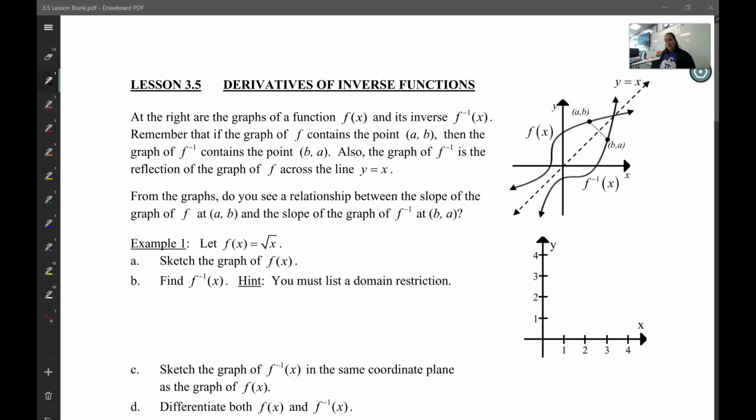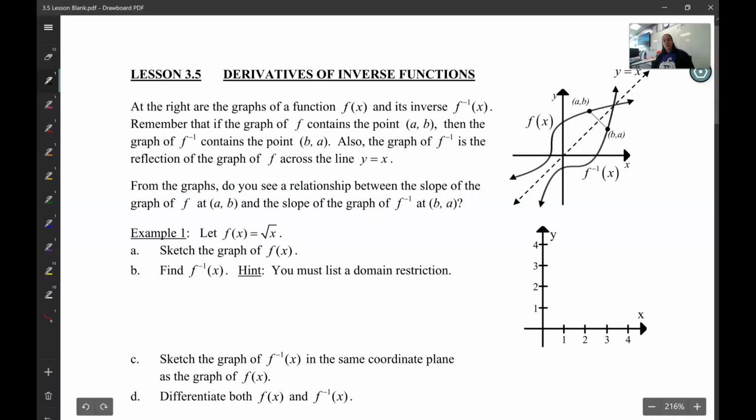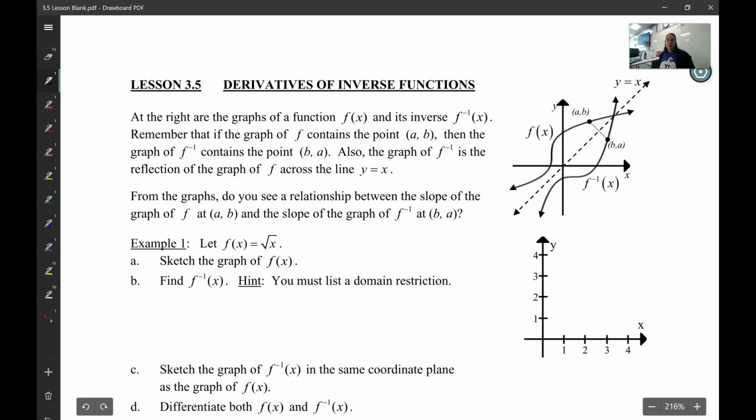Welcome to lesson 3.5, where we're going to talk about derivatives of inverse functions. Now, before we talk about derivatives of inverse functions, we should probably review what an inverse function is. And that's in these two paragraphs at the top.